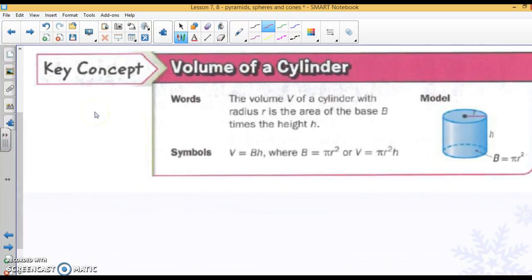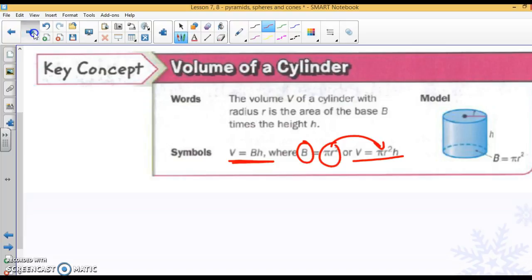Now we've done cylinders earlier in this unit, and we used our 7th grade formula. Volume equals capital B times H. Well, remember, capital B is the area of the base. Our base is a circle, so the area is pi r squared. If you look on your 8th grade formula sheet, the formula for volume of a cylinder is pi r squared H. But that is exactly the same thing, because capital B is pi r squared. So I don't care which formula you use, it's the same difference.